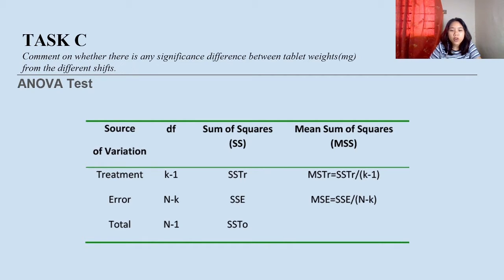This is the format for the ANOVA table. To solve task C, we need to fill in and find all the values for degrees of freedom, sum of squares of deviation, and mean sum of squares.